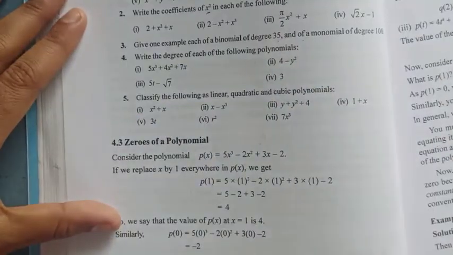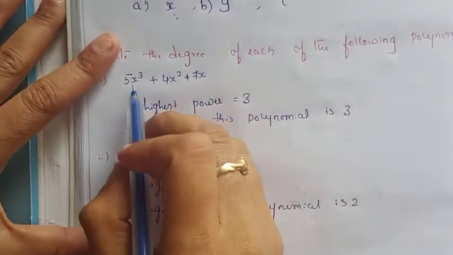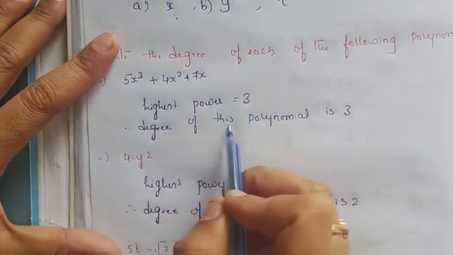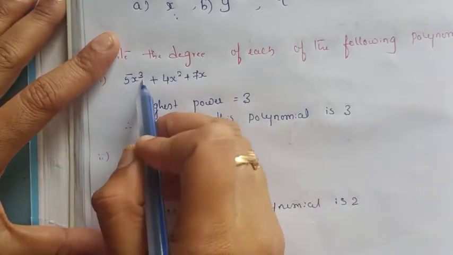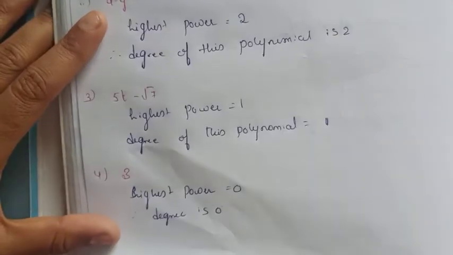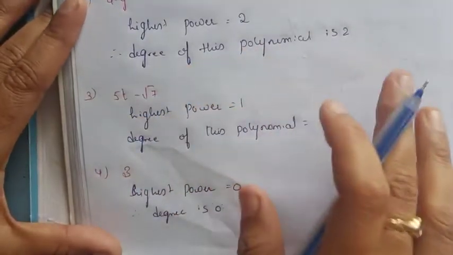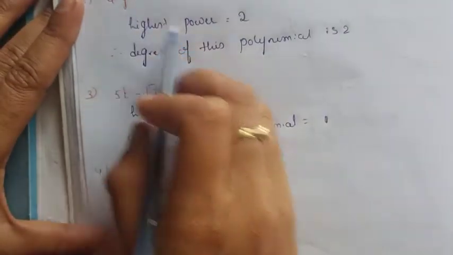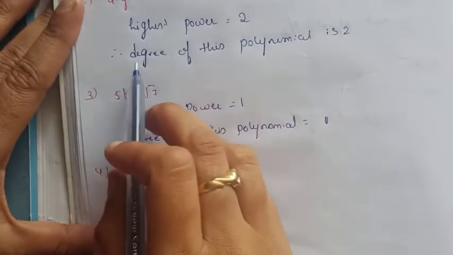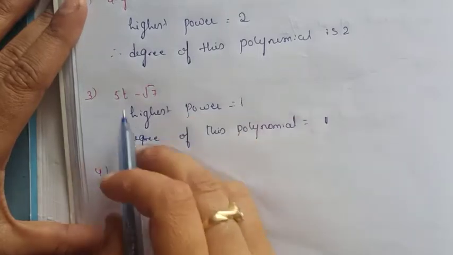First question: 5x cube plus 4x square plus 7x. The highest power in this equation is 3, and the degree of this polynomial is 3. Whichever is highest becomes the degree of the polynomial. Next, 4 minus y square: the highest power is 2, so the degree of this polynomial is 2.